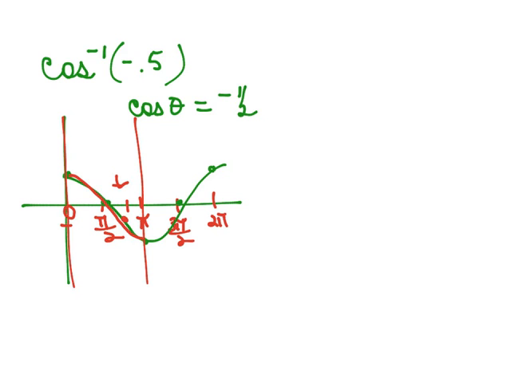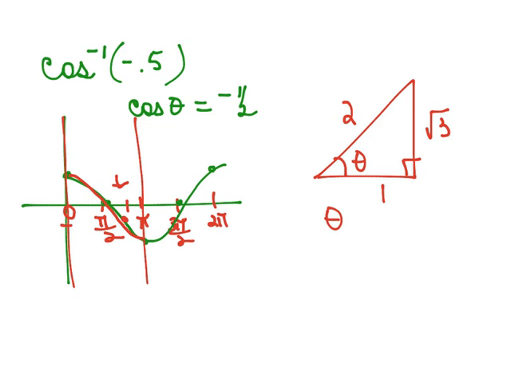So keeping that in mind, I'm going to draw a reference triangle. I know that cosine is defined to be adjacent over hypotenuse. So ignoring the negative for a moment, if the adjacent over the hypotenuse side on this triangle is a half, then the third side would have to be the square root of 3, and theta would match up to have a reference angle of 60 degrees, which in radians is pi over 3.